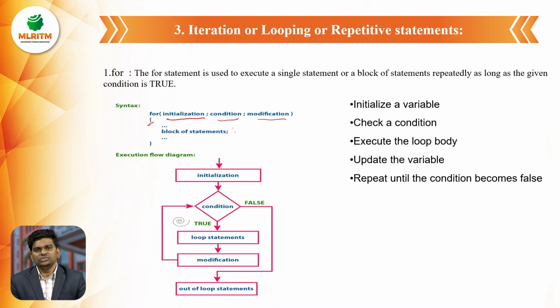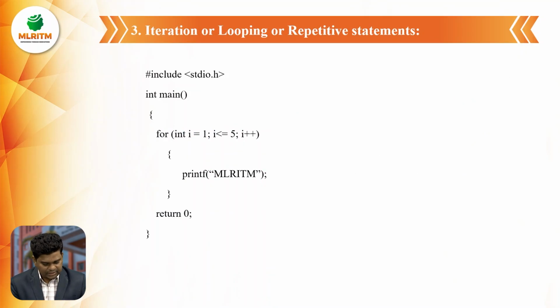So this is the execution order. The block diagram depicts the syntax. The three parts are: initialization, then it checks the condition, then it executes the body of the loop, then it goes to update the variable. This process repeats until the given condition becomes false. So that is about syntax and block diagram. Next we will see an example so that we will get more understanding.